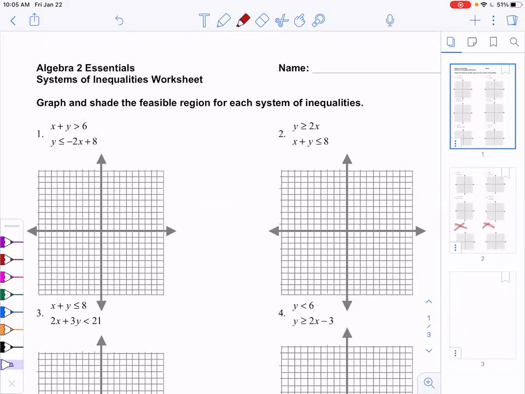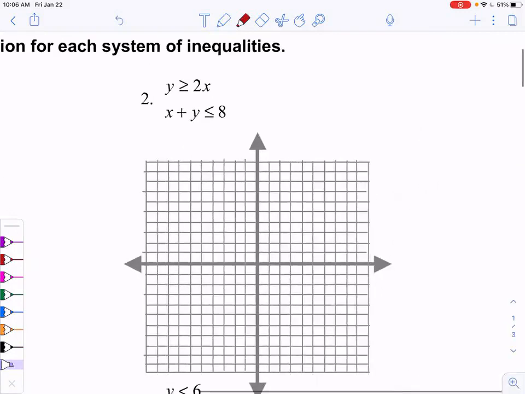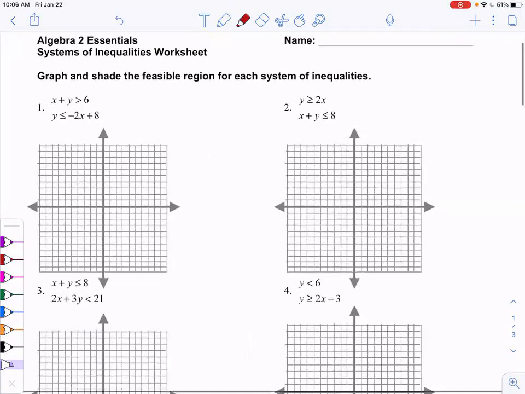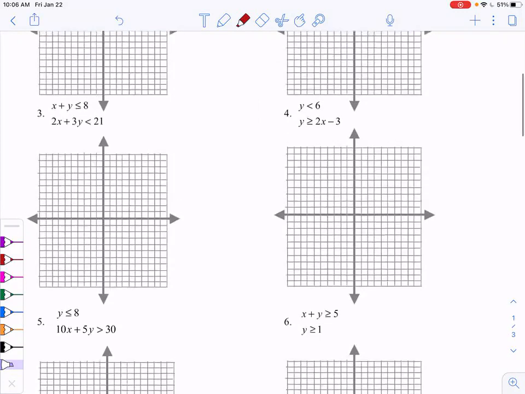Let's look at number 2, because I think that one looks a little different. Number 4 looks a little different as well. If you'll notice on these, you definitely have to solve for the variables, whereas on the worksheet that was due today, a lot of them you didn't have to solve for.